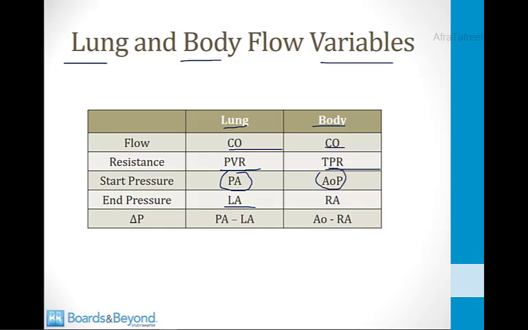The ending pressure, which is the pressure as blood exits the system, is the left atrial pressure for the lungs, and it's the right atrial pressure for the body. And then finally, the delta P across the lungs is the mean pulmonary artery pressure minus left atrial pressure. For the body, it's the mean aortic pressure minus right atrial pressure.